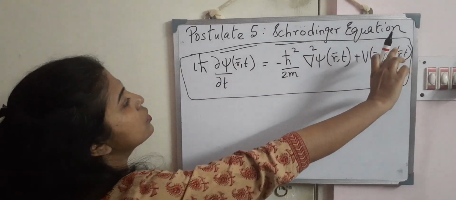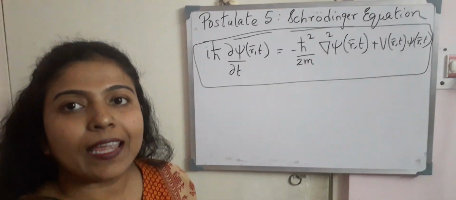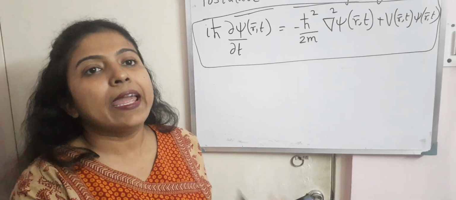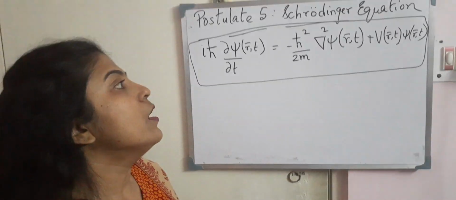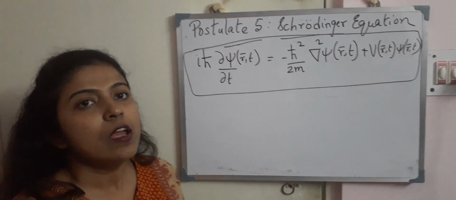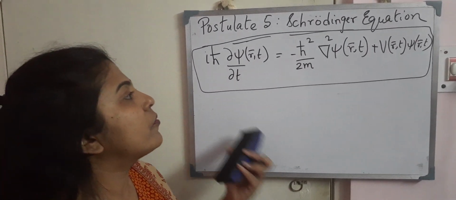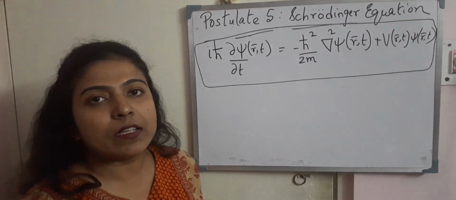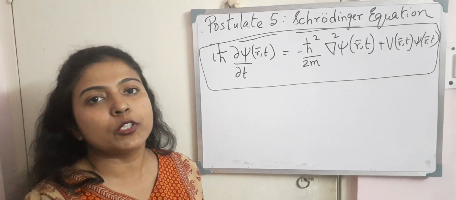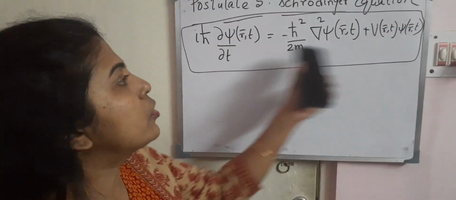So this is Schrödinger's equation, and just like in classical mechanics, you solved Newton's equation to know the entire information about the system, here in quantum mechanics we will be solving this Schrödinger equation for a given system, and we will be finding out this ψ(r,t) by solving this equation, and this ψ(r,t) will give us all information about the system. So this is in 3 dimensions.